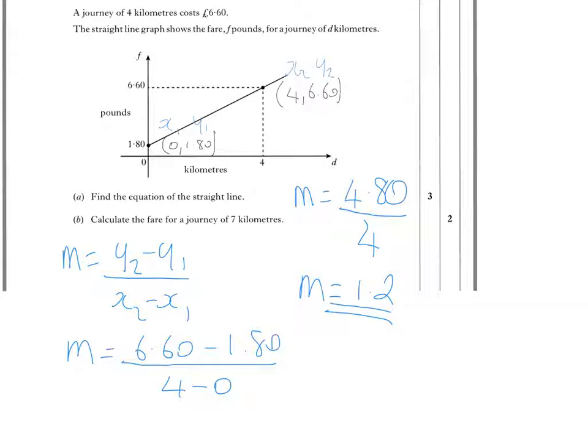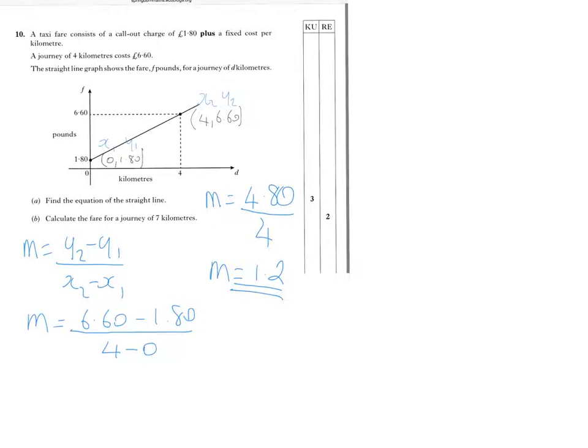We can see again that the y-intercept is 1.80. So we've got the y-intercept and the gradient, and it's pretty clear then that we can write it in the form y equals mx plus c. The gradient is 1.2, so 1.2x plus the y-intercept again, which is 1.80.